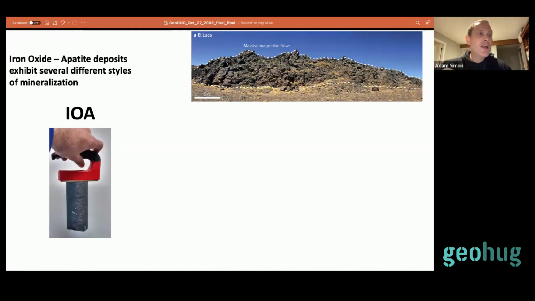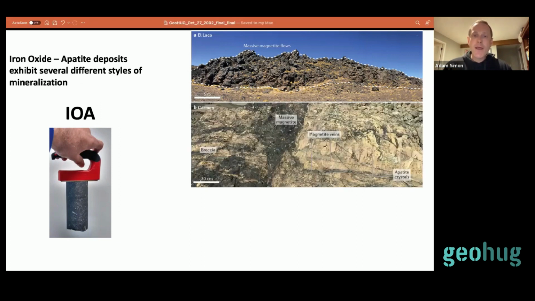Think of this as 98 to 99% magnetite with a really small amount of apatite and clinopyroxene and some diopside. So you're looking at what has been interpreted by some as a flow of an iron-rich liquid, in the way that we commonly think of a silicate liquid. In this case, it would be an iron-rich liquid.